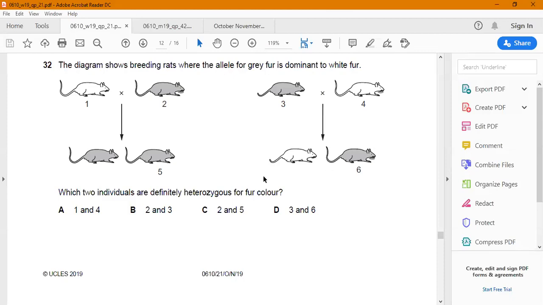So which two of them would be heterozygous? 2 and 5. This is kind of confusing in the numbering. I'm not sure what is what, like when they say 1 and 4. Oh, okay. 1 and 2 are two parents that will come together to form these two rats with these two colors, right? And 3 and 4 are the two other parents that will produce these type of rats.